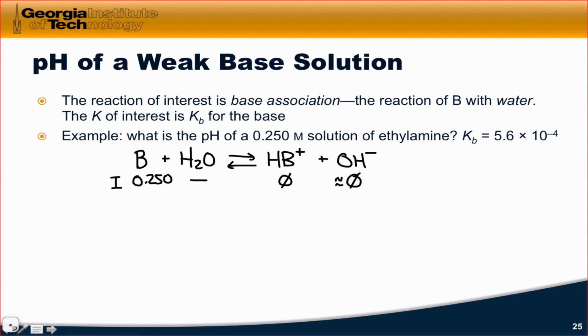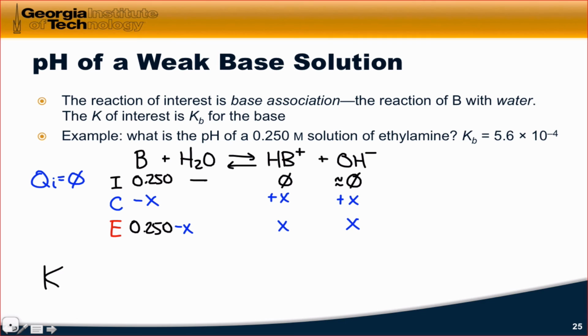So with that out of the way, we can now assess Q versus K and notice that just as before, the initial Q is equal to 0 since we haven't, in a sense, turned on base association just yet. There's no HB+ present in the initial mixture. So on the change line, the reaction is going to go forward. We're going to get moles per liter of products, HB+ and OH-, and we're going to lose moles of reactants. And we can write the equilibrium line just as we did in the previous example: 0.250 minus X, positive X for HB+ and positive X for OH-.